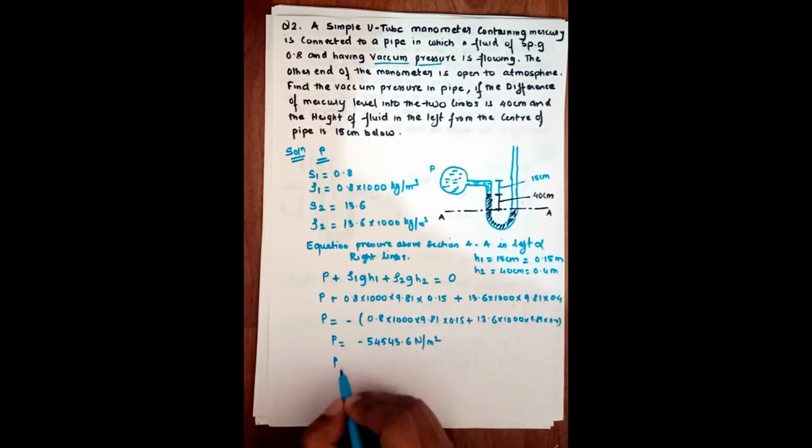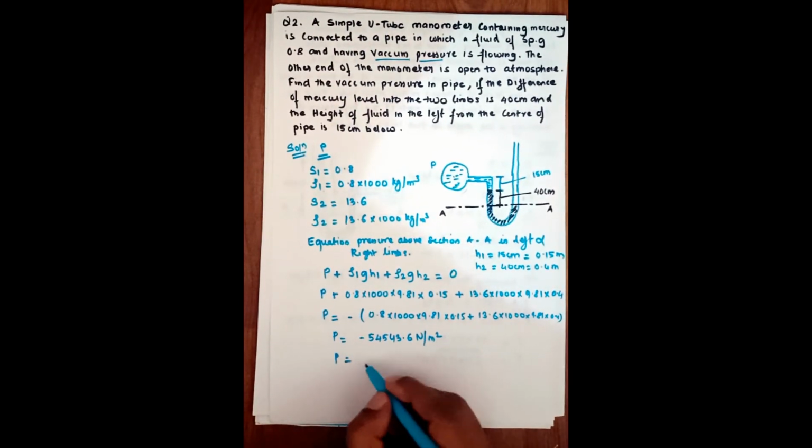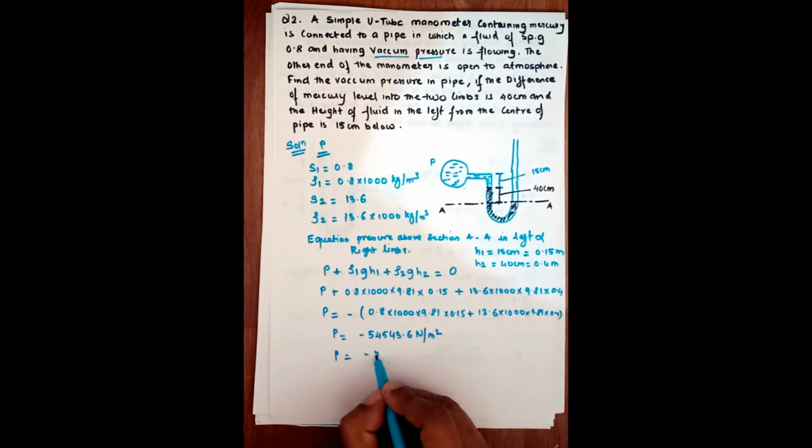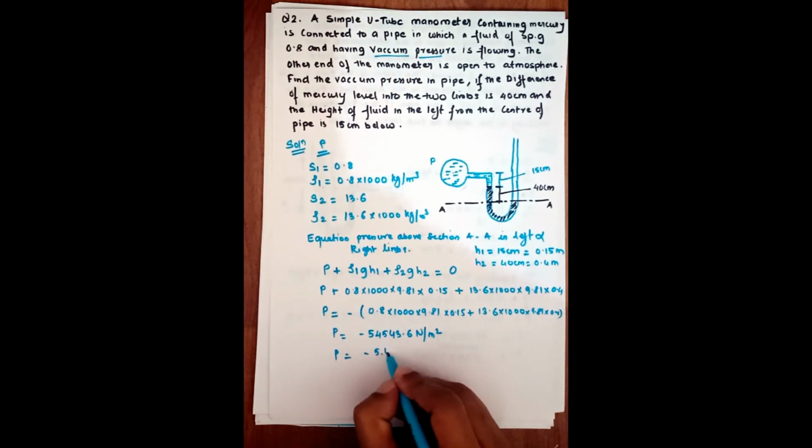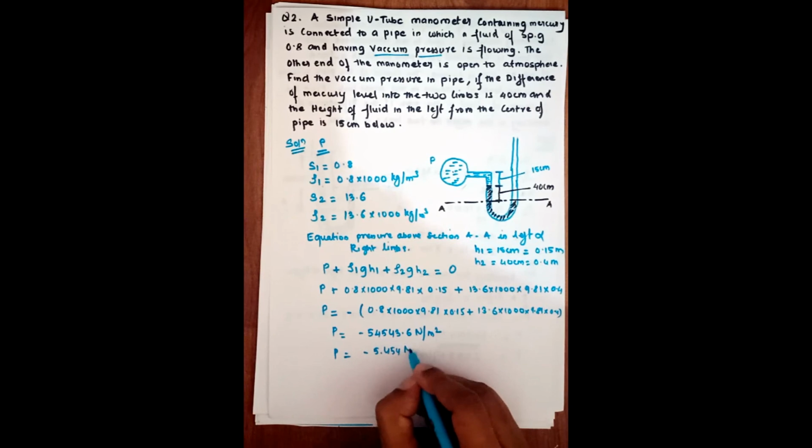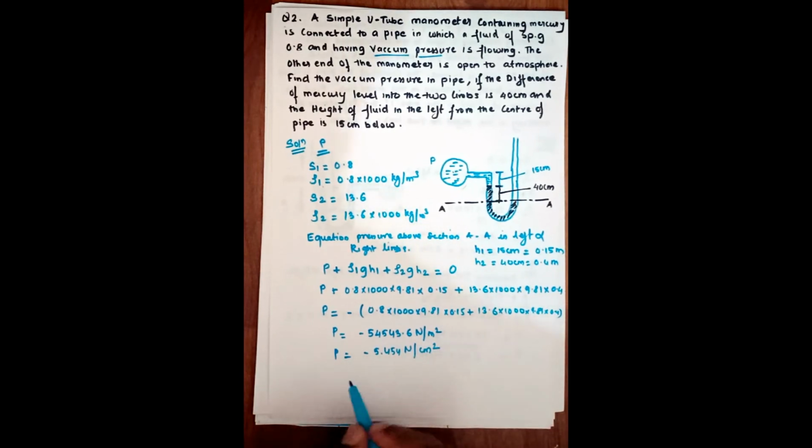In order to convert it into Newton per centimeter square, we need to divide it by 10 to the power 4, which is coming out to be minus 5.454 Newton per centimeter square. As I have told you, it is a vacuum pressure, so it will be negative.